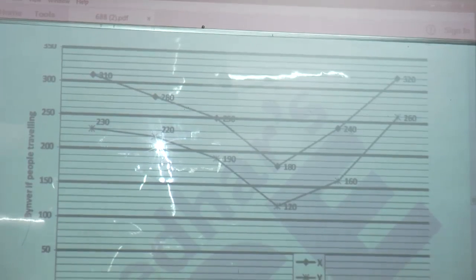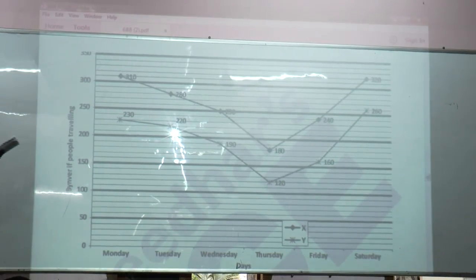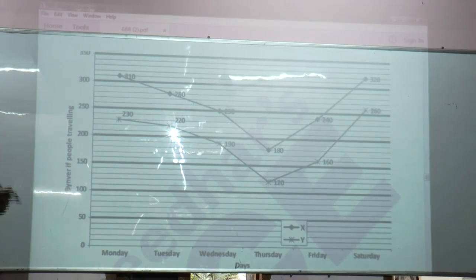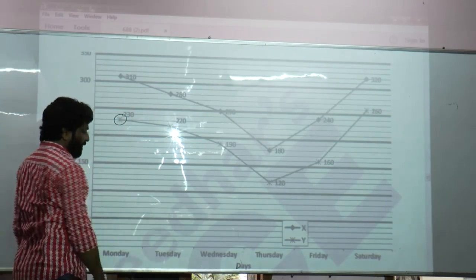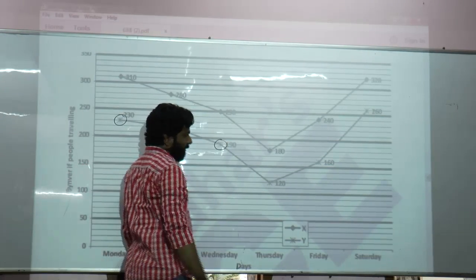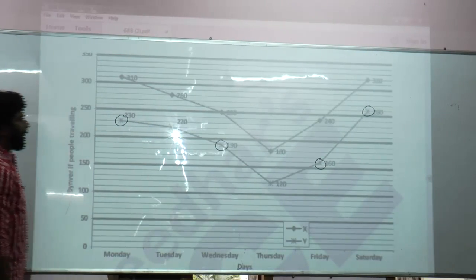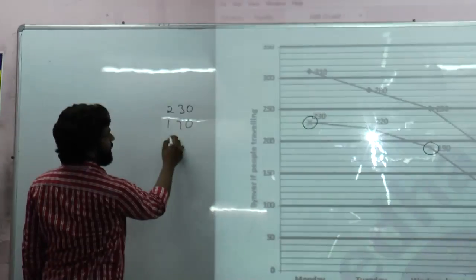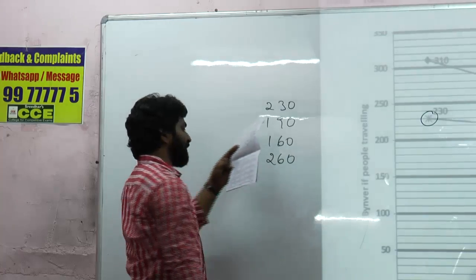Next 51. What is the average number of people travelling by train Y on Monday, Wednesday, Friday, Saturday? Train Y, star mark. You asked about average, right? Let me write those numbers. 230, 190, 160, 260. Look at your options.